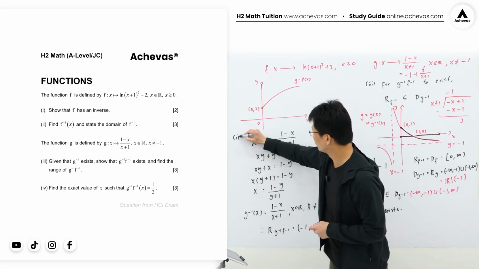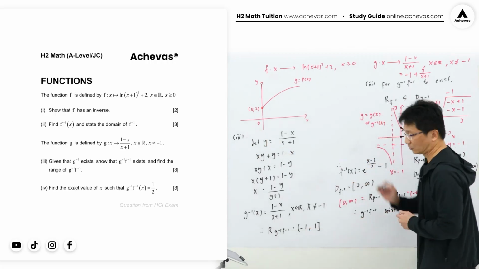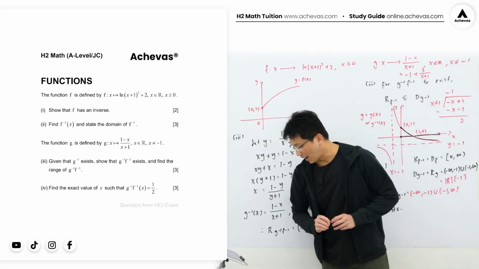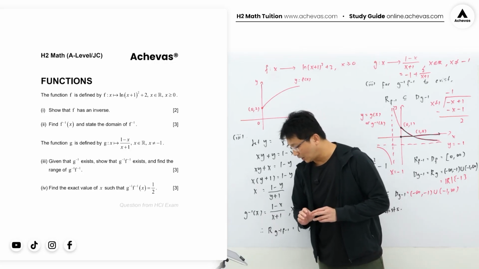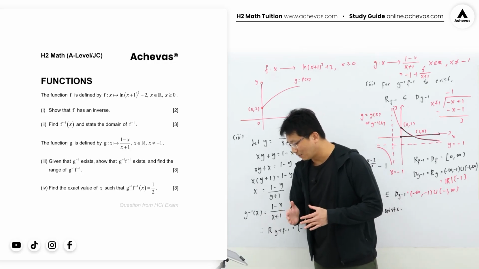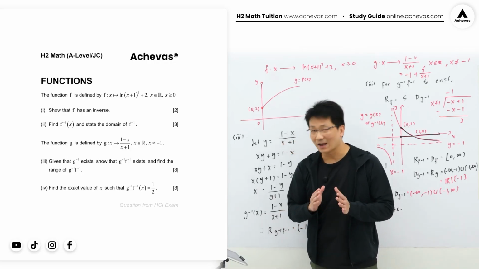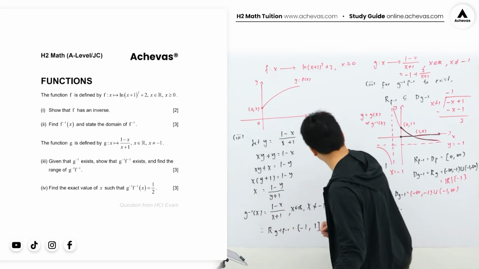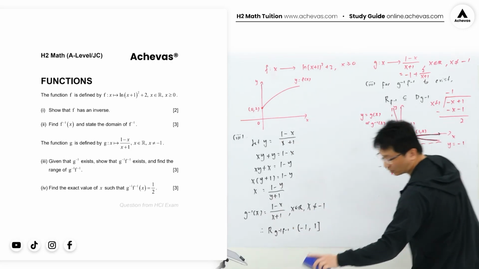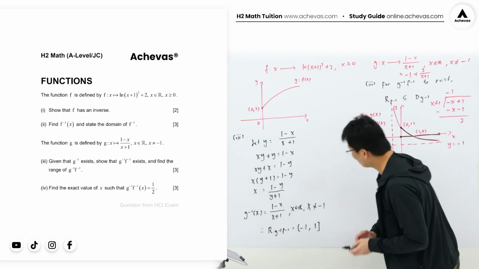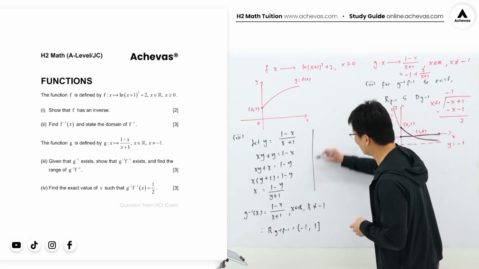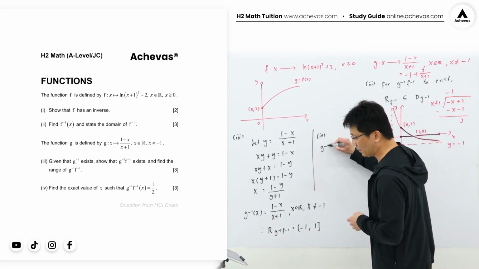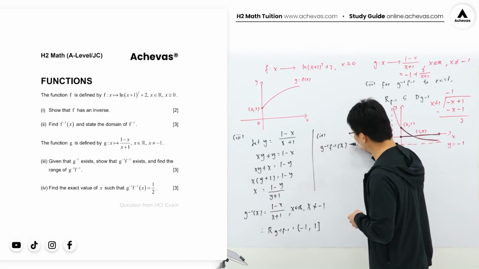Let me just write down part 3 here. Okay, actually it's here already. All right, and lastly, we also need to find the exact value of x such that G inverse F inverse x is equal to half. For this part of this question, we are just going to solve it directly. We have G inverse F inverse x is equal to half.